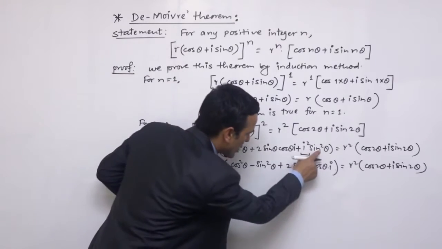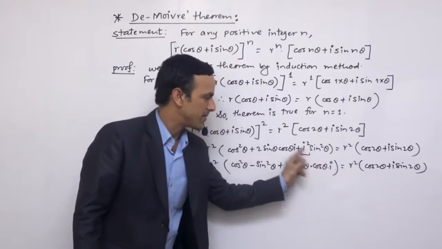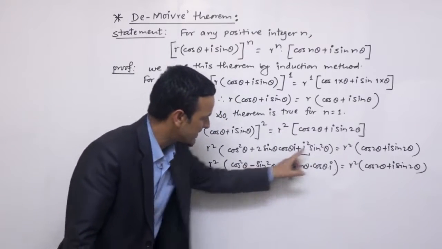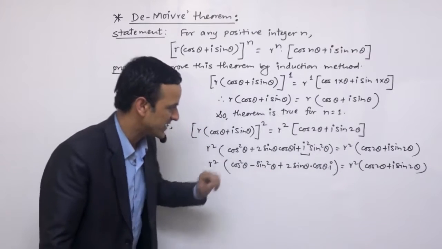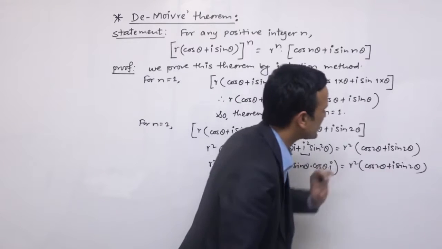So हामीले यो टर्म र यो टर्मलाई हामीले एकै ठाउँमा राखेका छौं। यहाँ चाहिँ i square को ठाउँमा -1 आउँछ। -1 राख्दा it is minus sin square theta, and this middle term is same, and the RHS is also same.